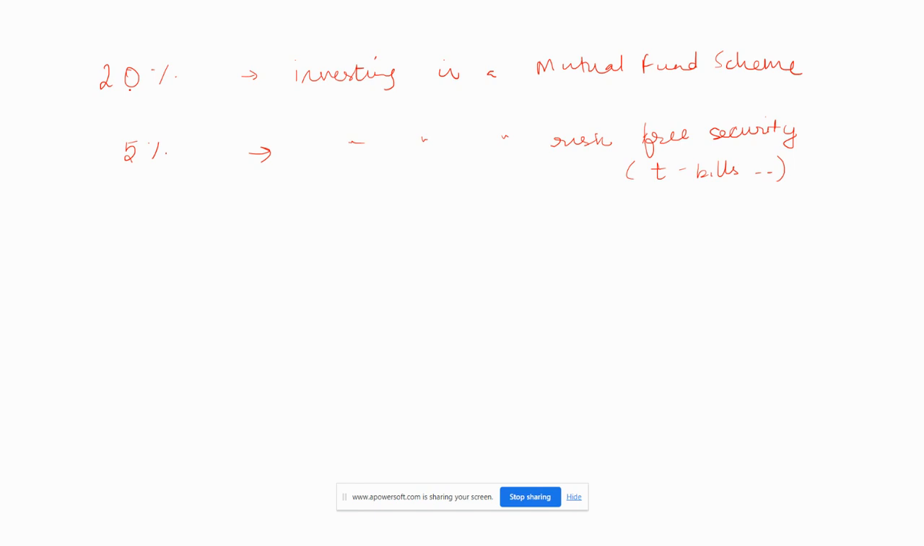So I got a 20% return when I invested my money in a mutual fund scheme. I would have got 5% return in a risk free return. So the total extra return that I generated is what? 20% minus 5%, correct? So that is 15%. That means I generated 15% extra return by investing in a mutual fund.